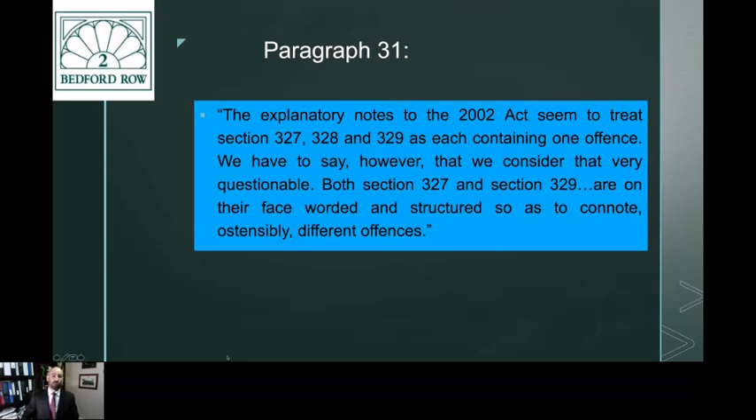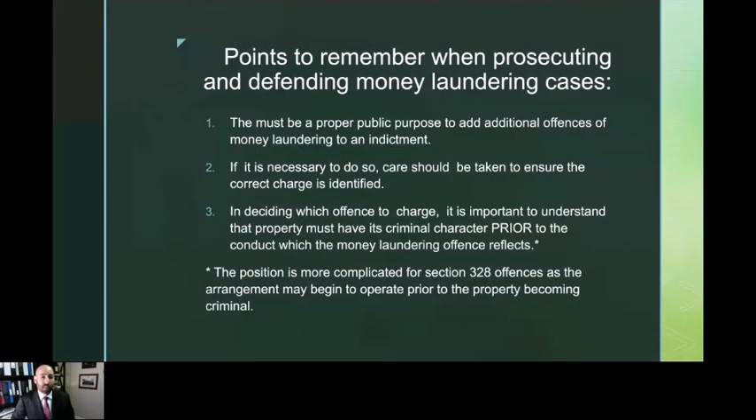So the points to remember when prosecuting and defending money laundering cases are: one, that there must be a proper public purpose to add additional offences of money laundering to an indictment. It cannot be done as a matter of course. There has to be proper consideration. Two, if it is necessary to do so, care should be taken to ensure that the correct charge is identified. And three, in deciding which offence to charge, it's important to understand that property must have its criminal character prior to the conduct which the money laundering offence reflects.